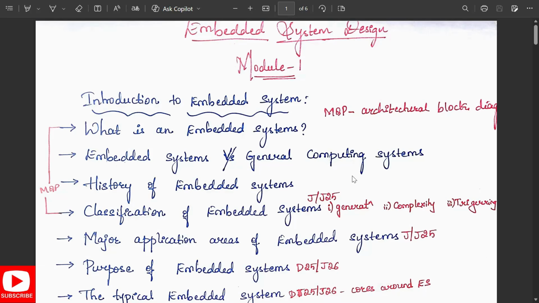Firstly, we are starting with what is an embedded system. This is an important question, because you need to know the definition properly. Then the architectural block diagram has been asked in the model question paper. Then comes the classification of embedded systems, one more important question.